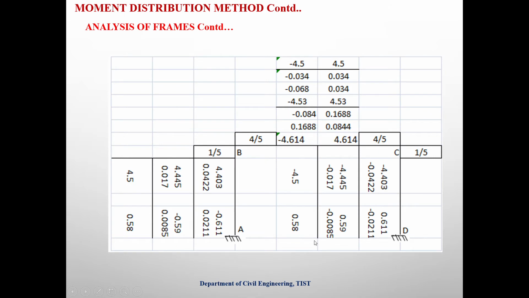When you take the joint B, BA means 4.5 and BC means minus 4.5. That means the support condition is satisfied. In the case of C, also minus 4.5 and 4.5, here also the support conditions are satisfied. When all the support conditions are satisfied, we can stop the iteration. And these are the final moments. After getting the final moments, we can draw the SFD as well as BMD.